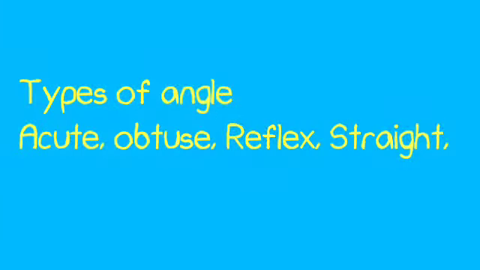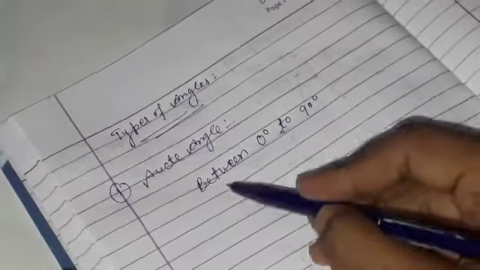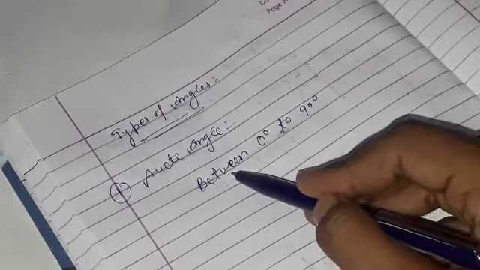So class, our new topic is types of angle. We already discussed acute angle. We all know an acute angle is always between 0 to 90 degrees. What about 90 degrees, class?